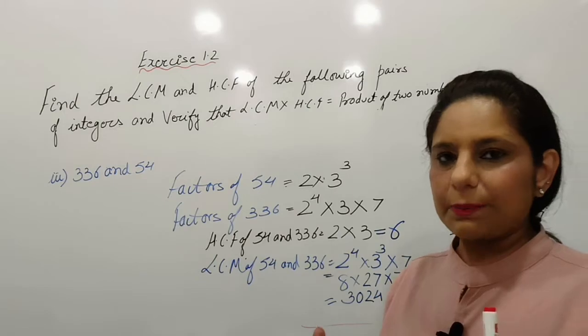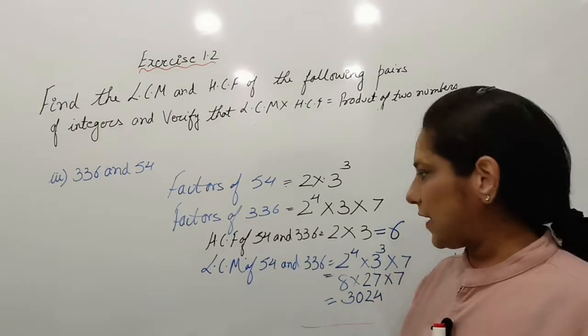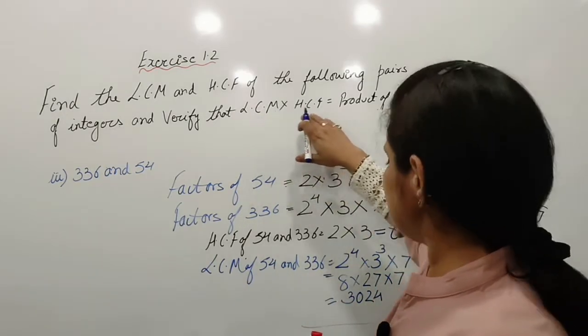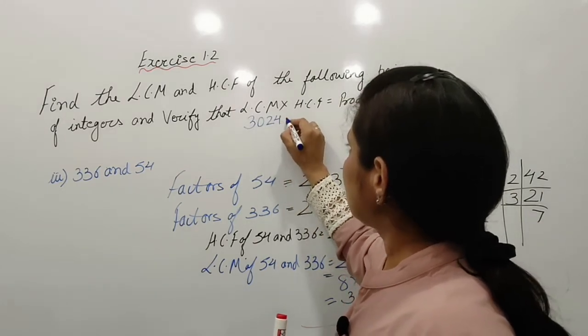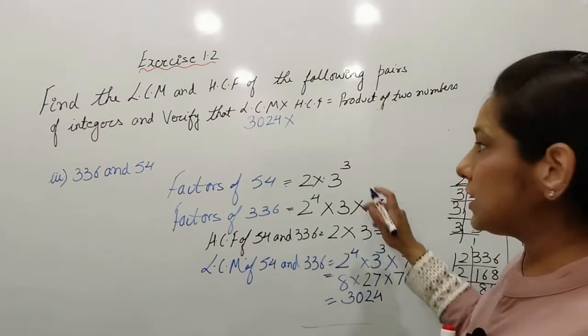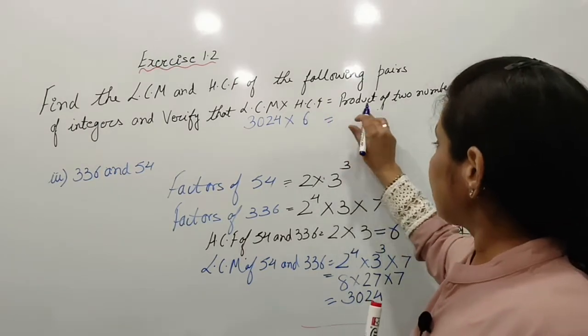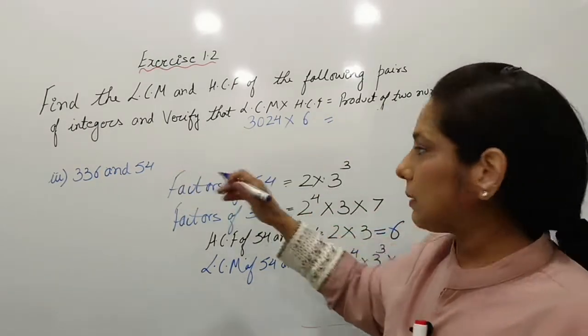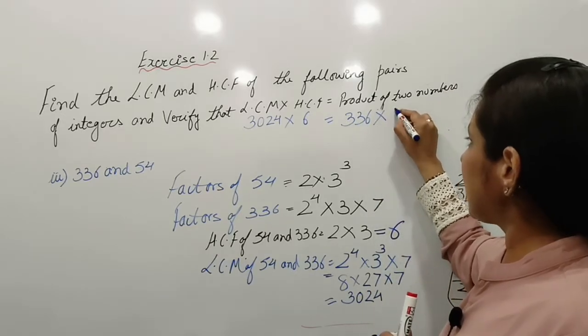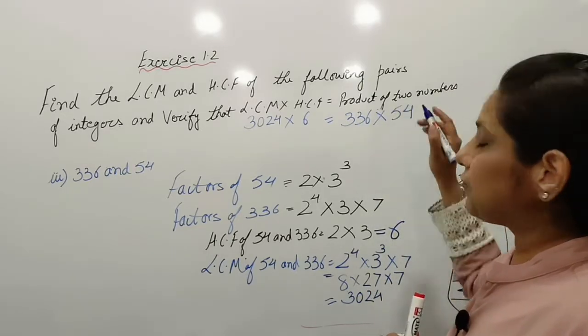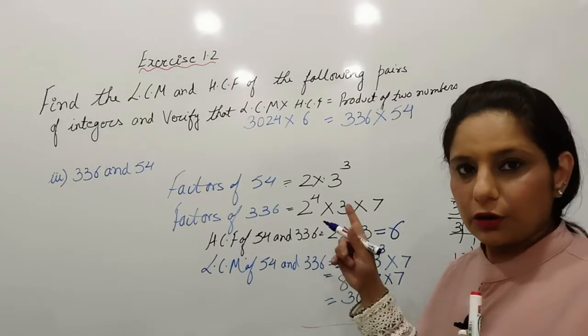So the final step is left, that is verifying. So we will write LCM into HCF. LCM is 3024 and the HCF is 6. The product of two numbers, what are those two numbers? The numbers are 336 multiplied by 54.